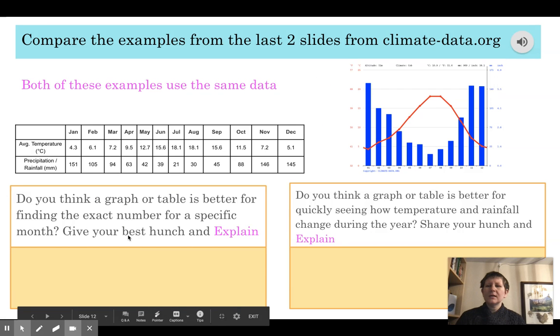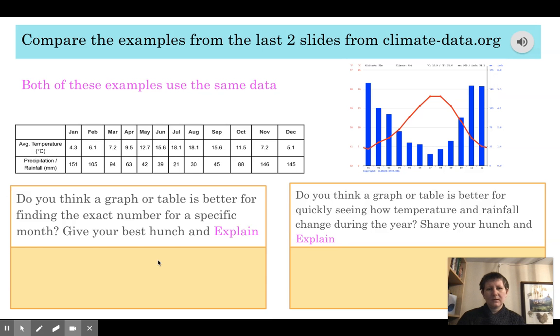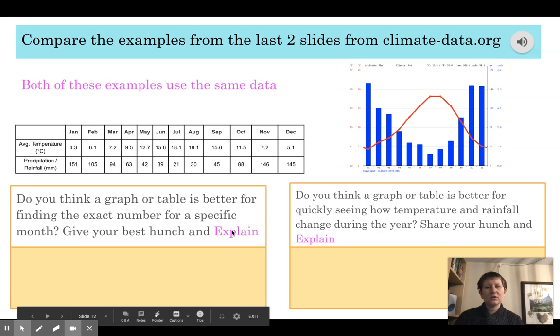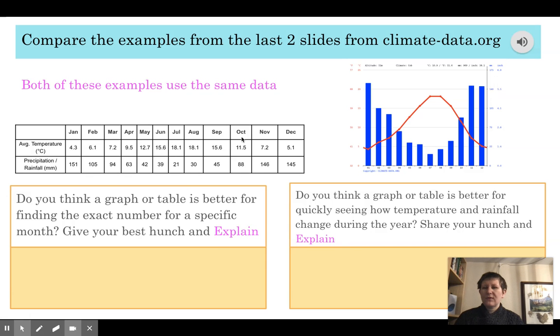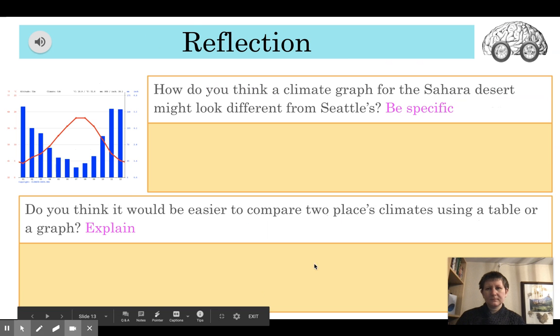Now you're going to say, do you think a graph or table is better for finding the exact number for a specific month? So which one of these tools do you think is better if you need to know the exact number for something? And then you're going to decide which one of these two tools is going to be better if you want to see the big picture for how temperature and rainfall are changing during the year. And make sure that you explain both of those. So that if you say the table is best for finding the exact number, why do you think it is the best for that? And why isn't the graph good for that? Make sure that you explain.